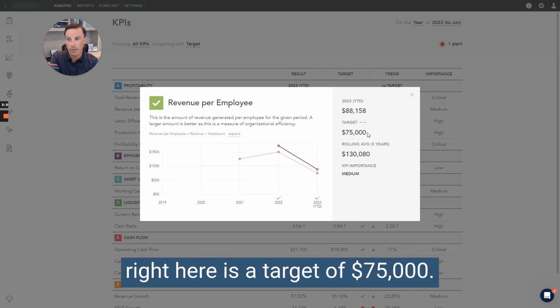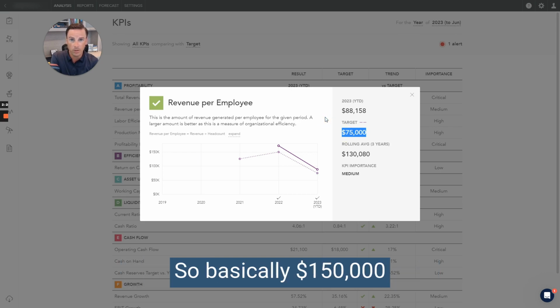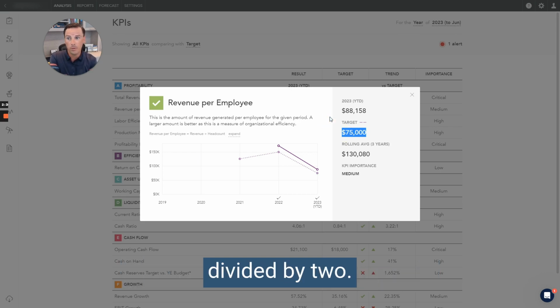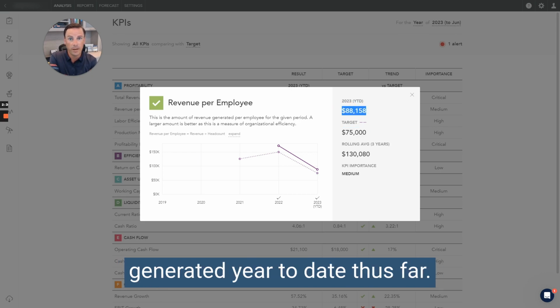What we're looking at right here is a target of $75,000. That represents 6 months worth of operations. So basically $150,000 divided by 2. And then this is the amount of revenue per employee that we've generated year to date thus far.